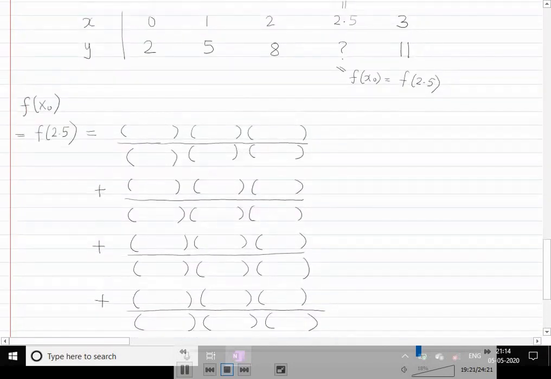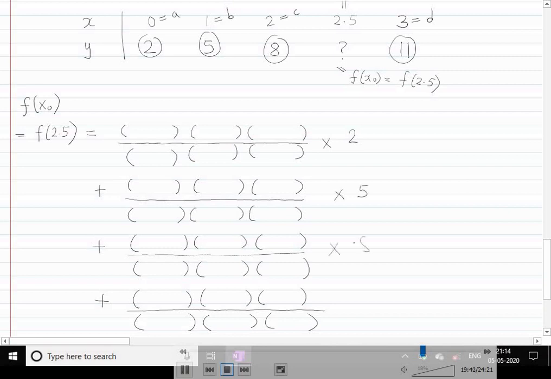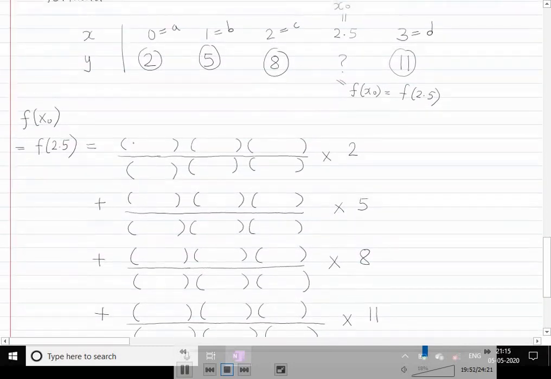I've prepared my structure already, so I know I'm supposed to label A, B, C, and D here. So 0, 1, 2, and 3 are my ABCD, and these numbers 2, 5, 8, 11, I'm supposed to use them only once by multiplying here: 2, 5, 8, and 11. Who is my x0? My x0 is 2.5, so in the first brackets, the numerators, I have to write 2.5 everywhere. 2.5 minus, 2.5 minus, 2.5 minus, in all the brackets I will write it. I'm writing 2.5 everywhere.